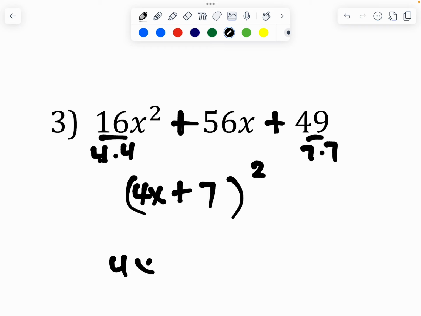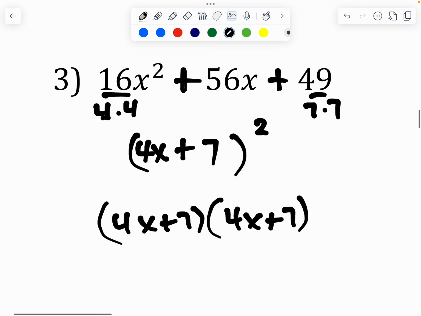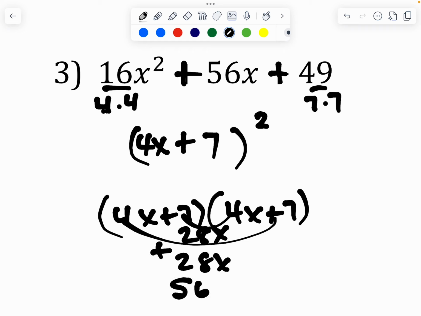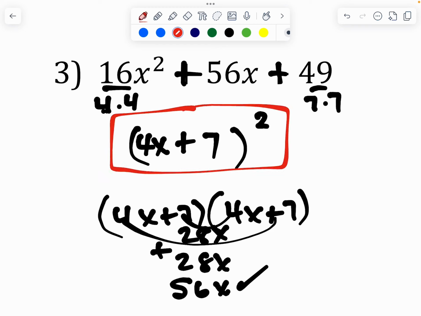So if we just try it, we can see if it works. So 4 times 7 is 28x. 7 times 4 is also 28x. 28 plus 28 is 56x, and yes, it matches. So this is how we write our final answer. 4x plus 7, quantity squared.